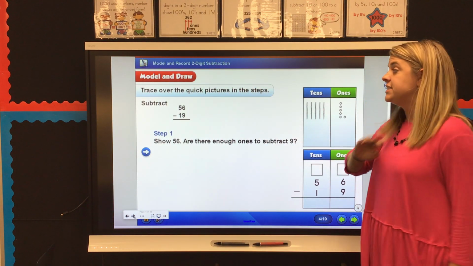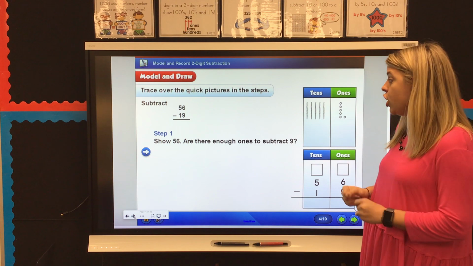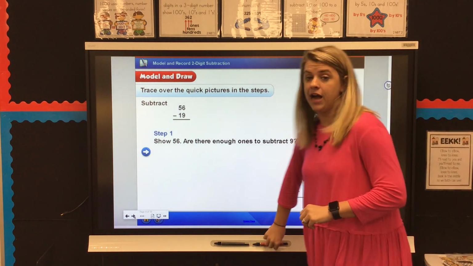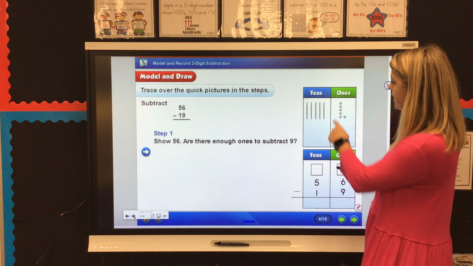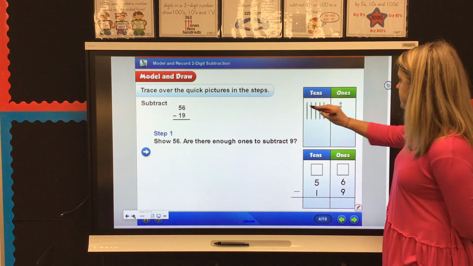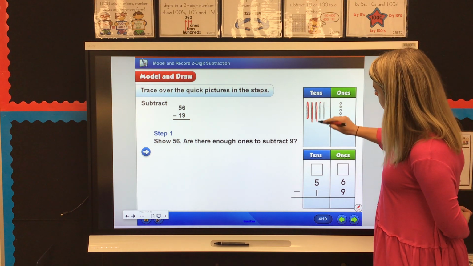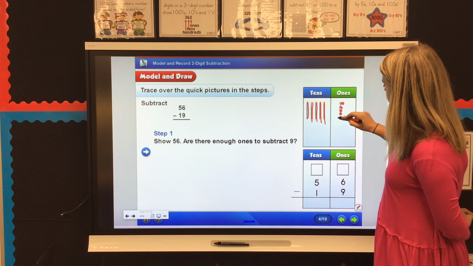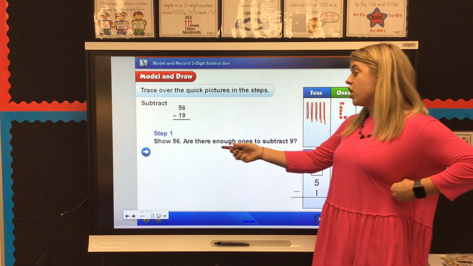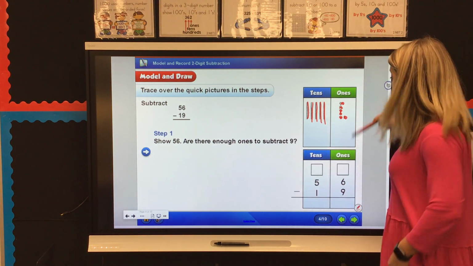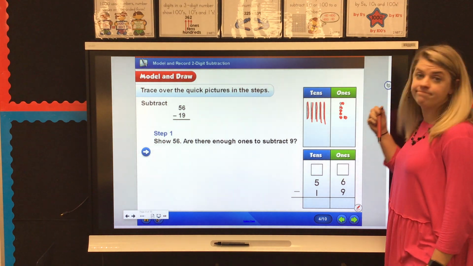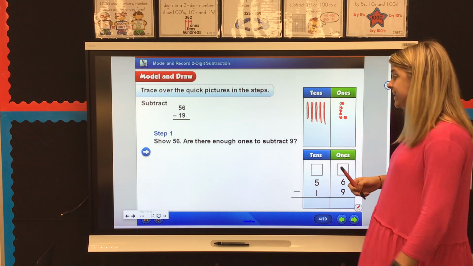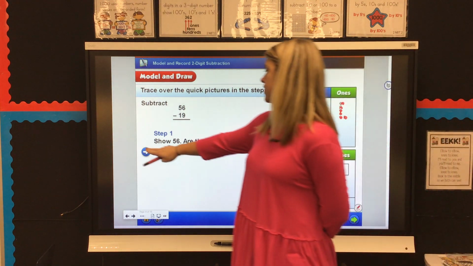Step 1. Show 56. Are there enough ones to subtract 9? The first thing we had to do is show 56. 1, 2, 3, 4, 5, and then 1, 2, 3, 4, 5, 6. Are there enough ones for me to subtract 9? No, there's not, right? I only have 6, so I cannot take away 9.